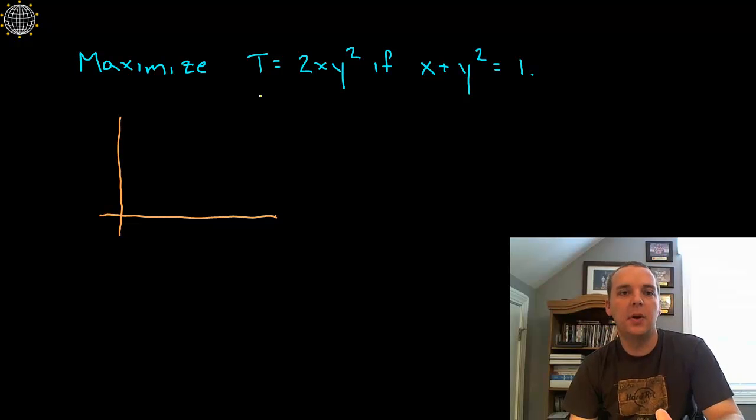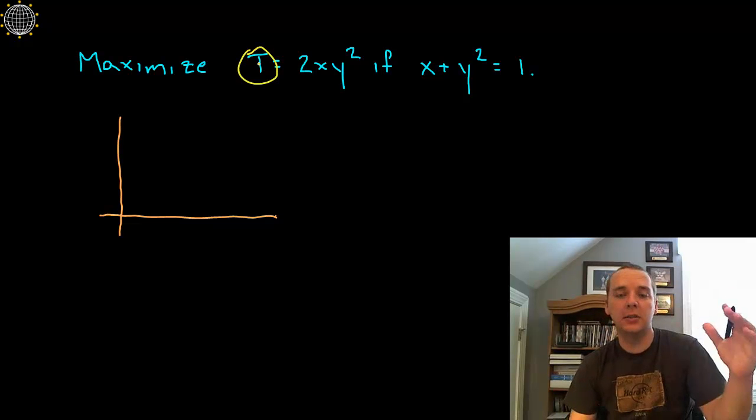For this optimization problem, they're asking us to maximize this quantity, 2xy squared, if we have the constraint, or the condition that has to be met, that x plus y squared equals 1. Now let's just think about what this is asking first, and then we'll try to solve it. They're asking us to find a certain ordered pair x and y that, when we plug it in here, 2xy squared, t will be as big as possible.